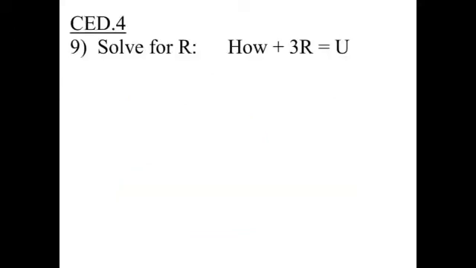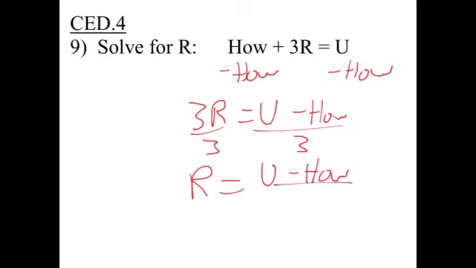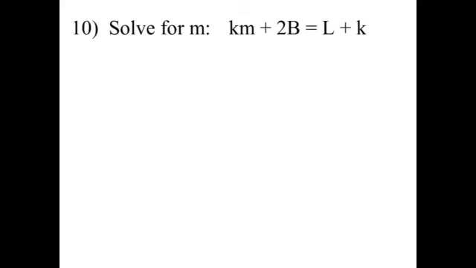And then we're going to move on to our last two. We need to solve for r, so that's this piece right here. There's this "how" term, and then the 3 in front we need to get rid of, so we're going to subtract "how" from both sides. And that'll give us 3r equals u minus how. And we need to divide by 3 on both sides to get rid of what's in front of r. So we're going to get r equals u minus how divided by everything, 3. And that one's done. R equals u minus how, divided by 3, everything over 3 on the right side.